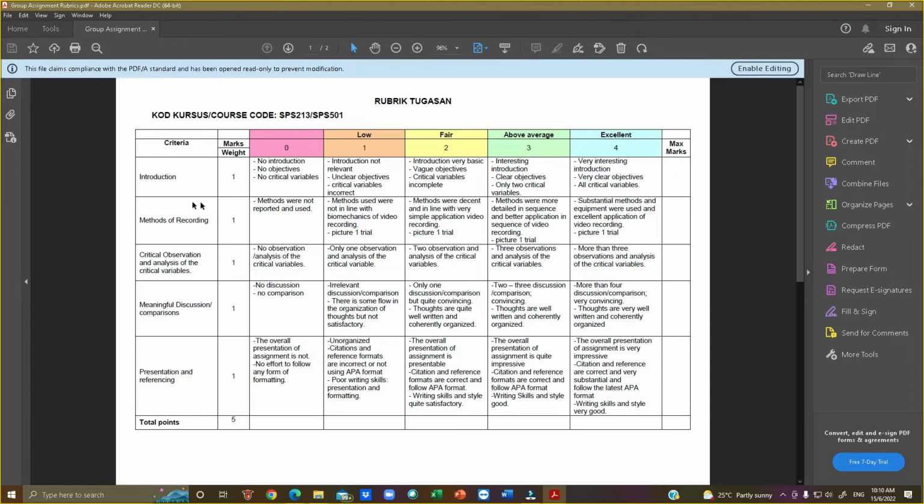include number 2 and number 5, people always forget. Methods of recording, how you obtain the video. Although you take the video from YouTube, you still need to explain the method of recording. Meaning if you are going to record your own video, what is the setup? How do you place the camera? Why is it placed parallel? How many cameras do you need? The method of recording. Okay, and then critical observation and analysis.